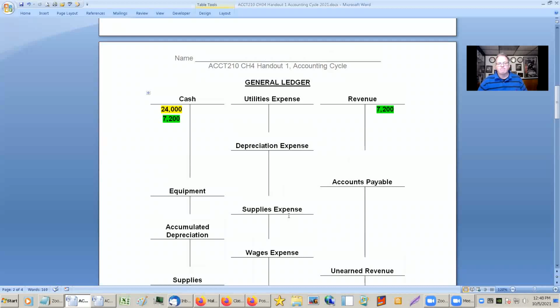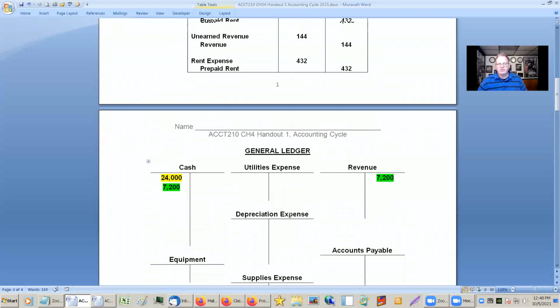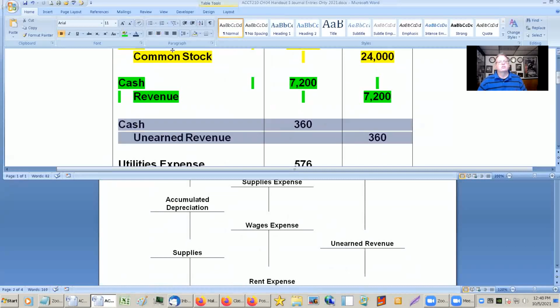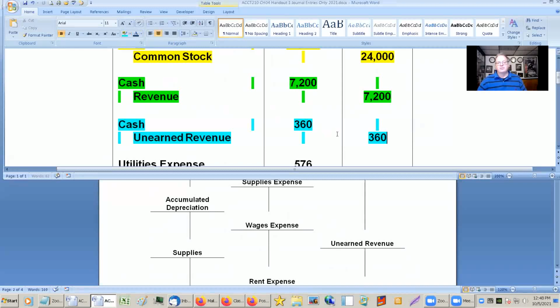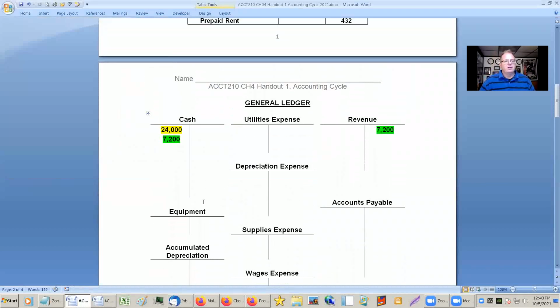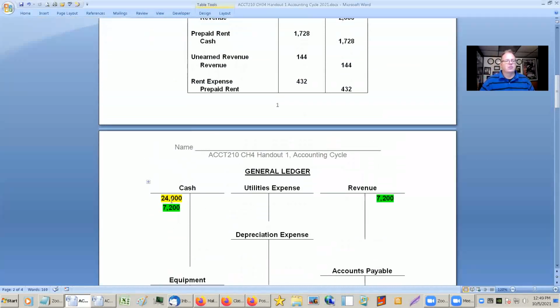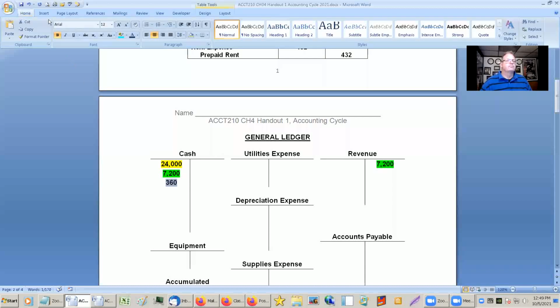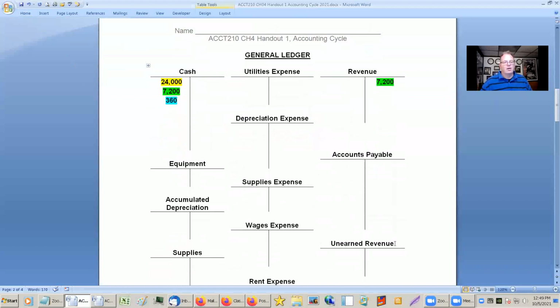All right, so that's kind of what we do for all of these. We're just going to keep going down the list. So let's see, unearned revenue and cash. Again, these just assume the journal entries are correct. Okay, so cash is 360. Cash is 360. Under unearned revenue is 360.